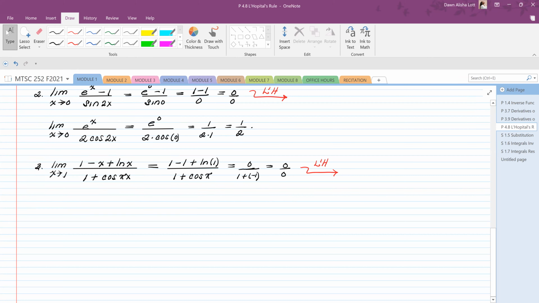So when I take the derivative of the numerator, I get the limit as x approaches 1. The 1 goes to 0, the negative x goes to -1, and then the derivative of log of x is 1 divided by x. In the denominator, the derivative of 1 is 0, and the derivative of cosine pi x is negative pi sine of pi x.